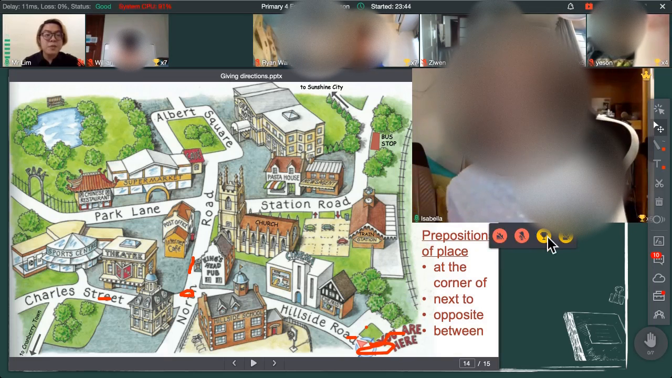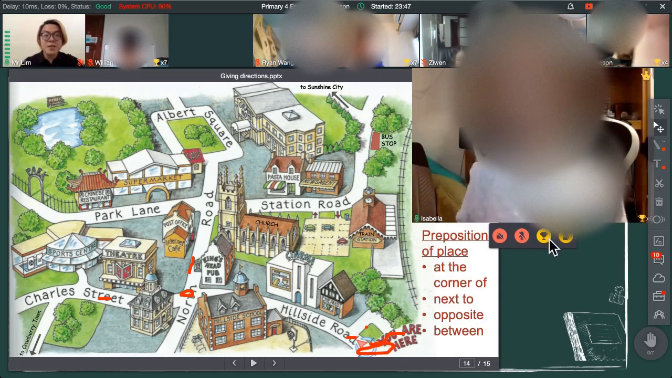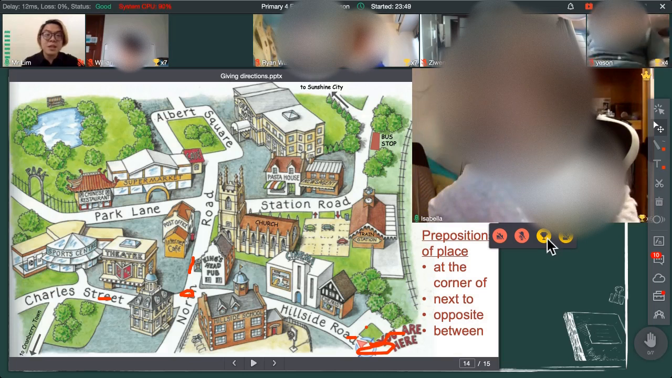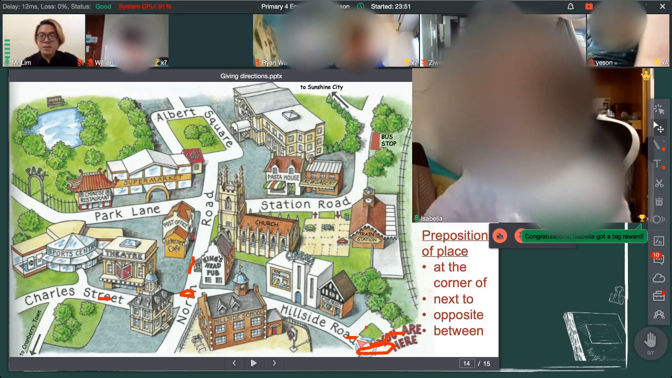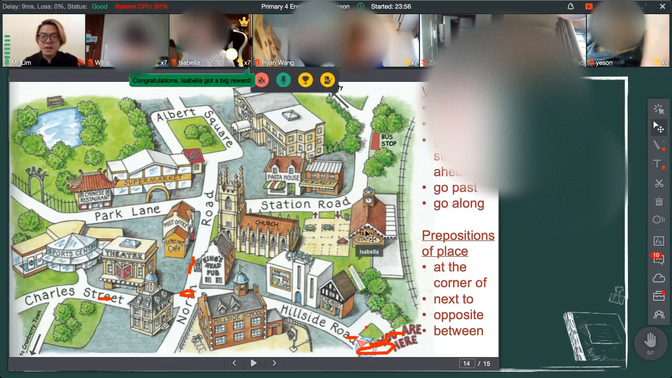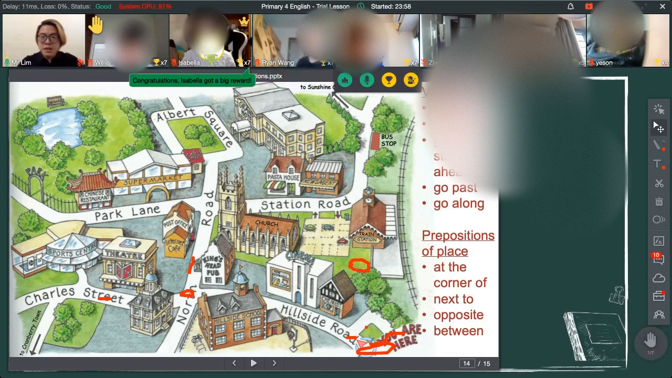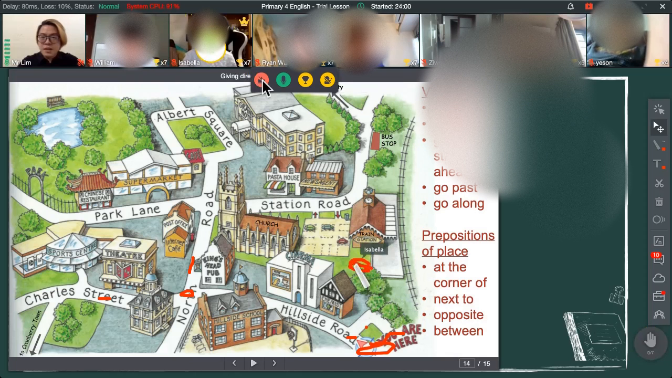Okay, please remember to use more verbs such as walk straight ahead, turn left, and words like that. Is that okay, Isabella? Okay. Well done. I'm going to put you back right now, okay? And let me try to... I need people to stop drawing.